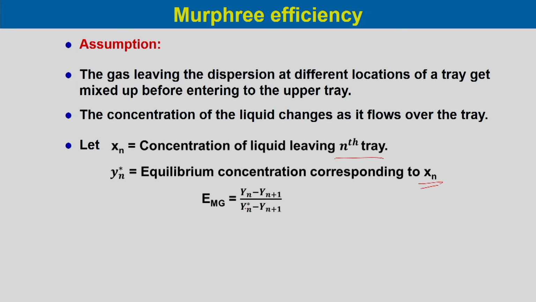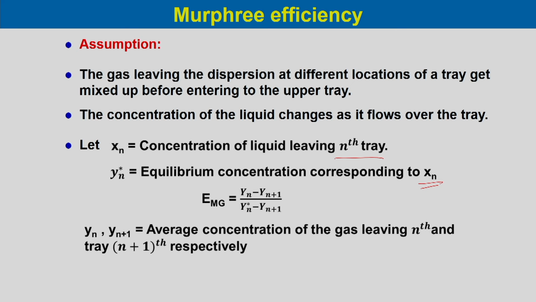So, EMG is defined as (Yn minus Yn plus 1) divided by (Yn star minus Yn plus 1). Here Yn and Yn plus 1 are not the local concentrations, they are the average concentrations of the gas leaving the nth and n plus 1th tray respectively. So, in the case of the point efficiency, we considered the local concentration, but in this case we consider the average concentration in the case of Murphree efficiency.